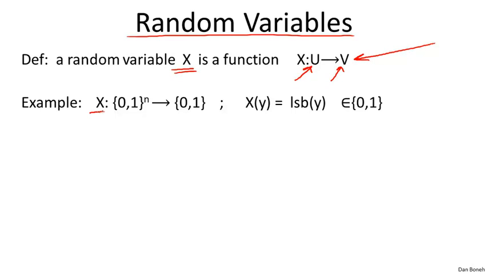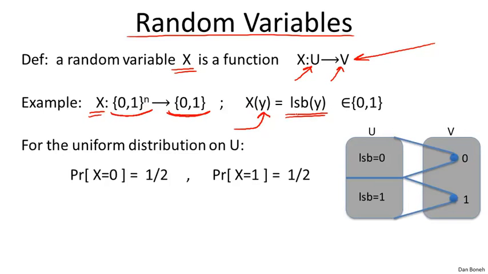Suppose we have a random variable X, and this random variable maps into the set {0, 1}. So the values of this random variable are going to be either 0 or 1, so 1 bit basically. Now this random variable maps our universe, which is the set of all n-bit binary strings, {0,1}^n. And how does it do it? Well, given a particular sample in the universe, a particular n-bit string y, what the random variable will do is simply output the least significant bit of y. And that's it. That's the whole random variable.